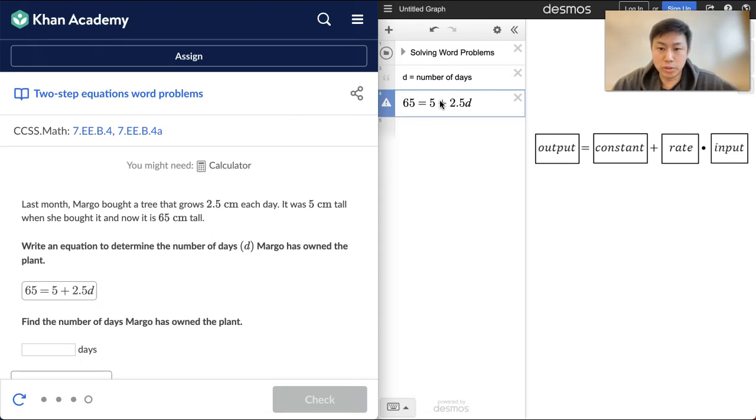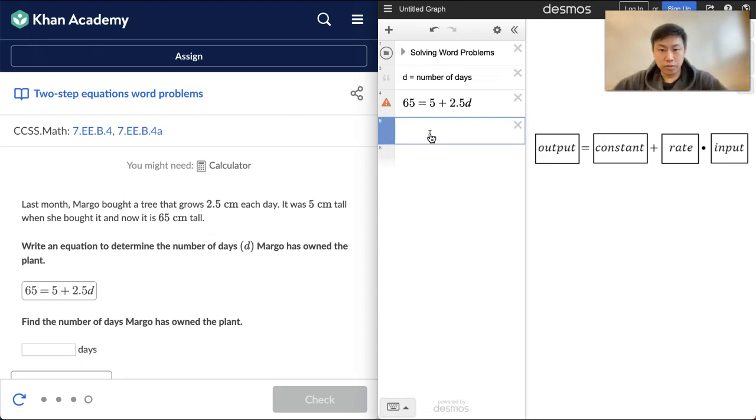So let's just make sure this equation makes sense, right? We don't know how many days Margot has owned the plant, but we're going to take those number of days, multiply it by the 2.5, which makes sense, right? It grows 2.5 every day, so multiply those two together. And then you're adding the initial height of the tree when she bought it, which is like the starting point, plus 5, and it should total 65, so we're good. So let's solve this, okay?